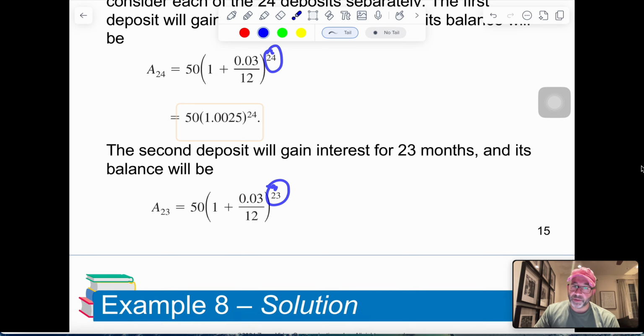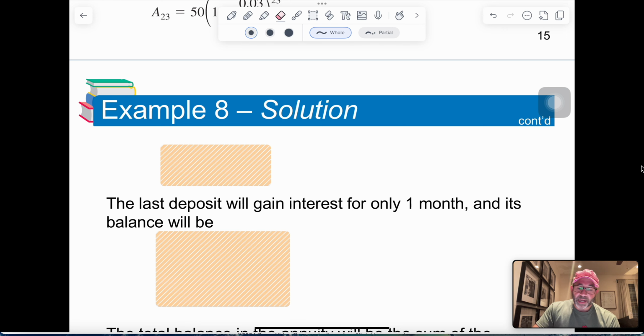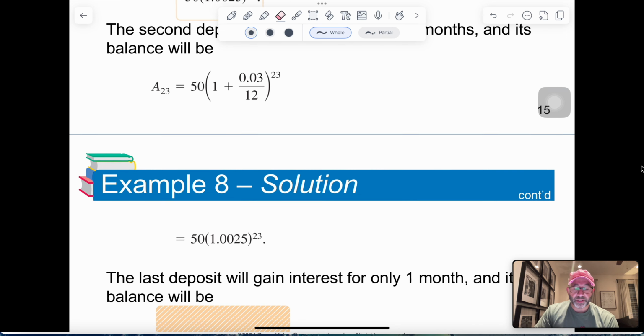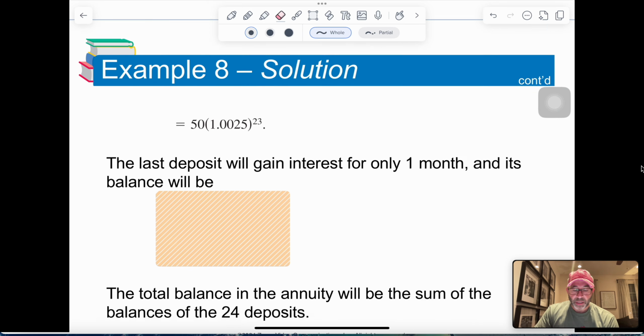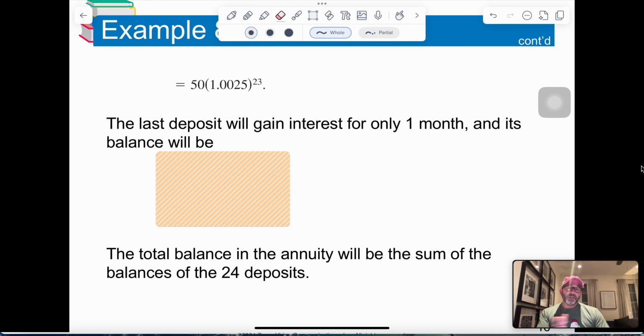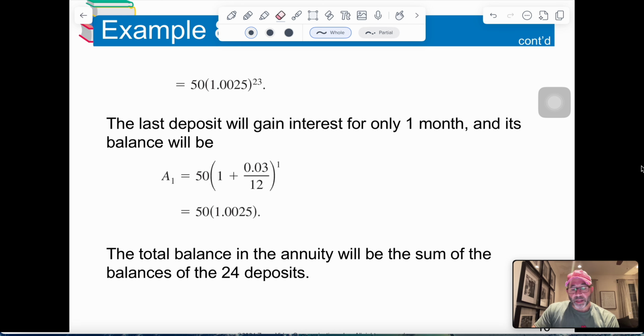So let's continue this. The next deposit is not going to be there. So this is what the 23 would look like. If I keep doing this, the next deposit would only be in there for 22. The next deposit would only be in there for 21. The next deposit would only be in there for 20 months because I'm doing it after so many months has already passed. The last deposit is only going to sit in there for 1 month. Okay? And so this is why we have just a 1 for the last one.